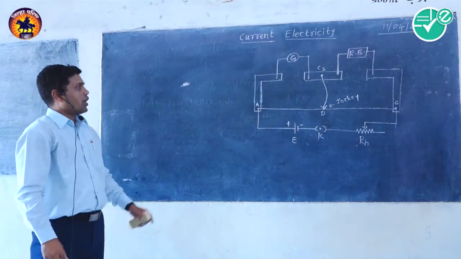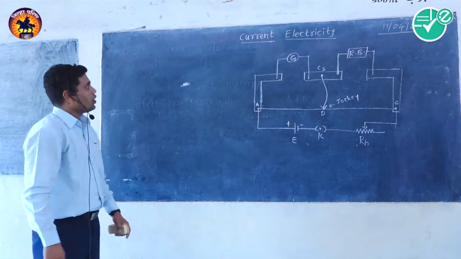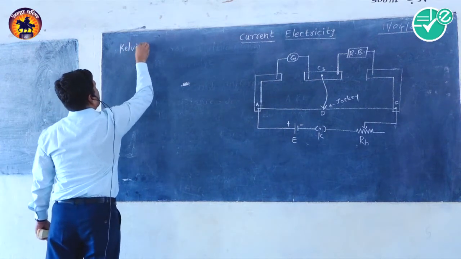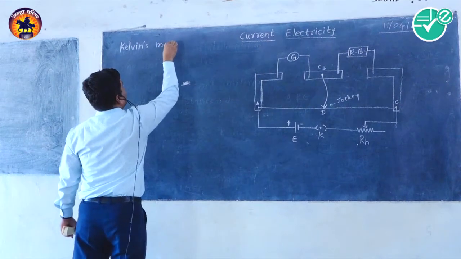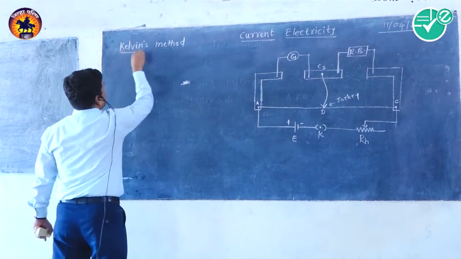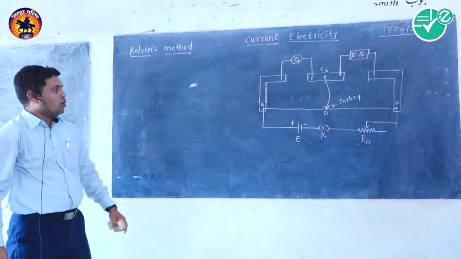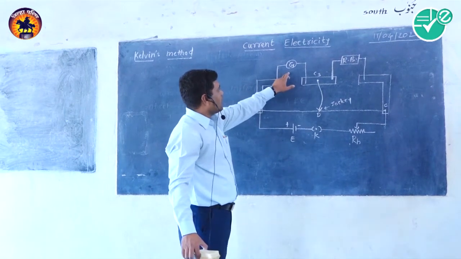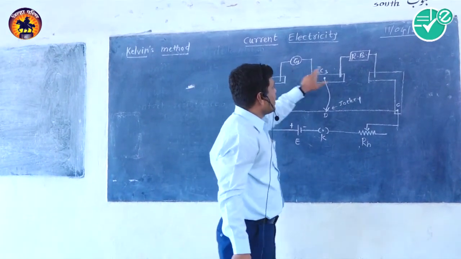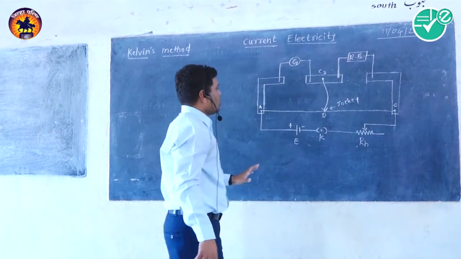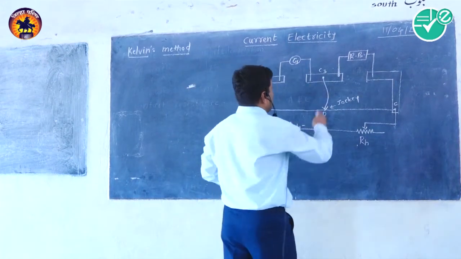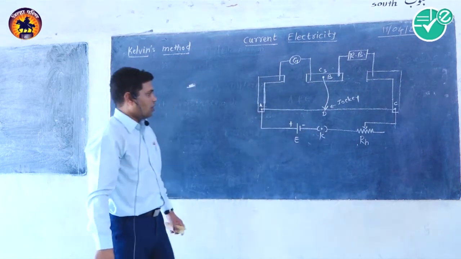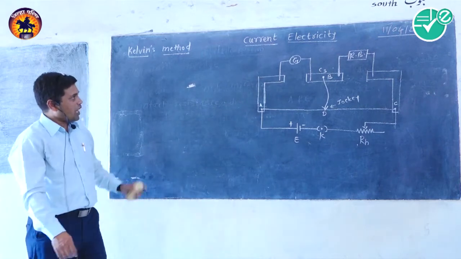Now, as you look at the circuit diagram for Kelvin's method, we have connected the galvanometer in the left gap and the resistance box in the right gap. A jockey is directly connected to point B. Now we will move towards the working of this Kelvin's method.